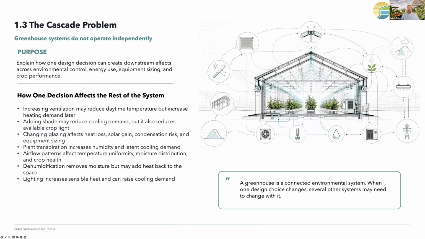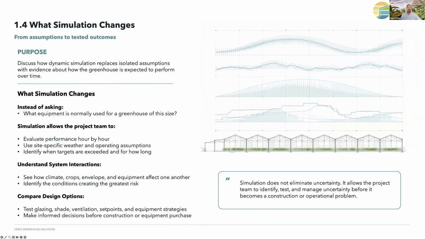A greenhouse should be understood as one connected environmental system rather than a collection of independent components. Changing the glazing affects the solar gain, heat loss, surface temperature, condensation risk, and equipment sizing. Adding shade may reduce cooling demand, but it also reduces the available crop light. Increasing ventilation or fogging may relieve daytime overheating, but create additional demands that are not easily understood at that moment in time. The important point is that improving one variable can unintentionally make another variable worse. That is why design decisions need to be evaluated together as part of a full greenhouse system.